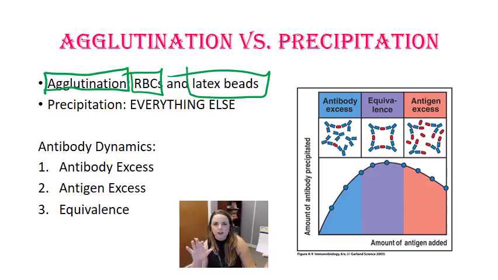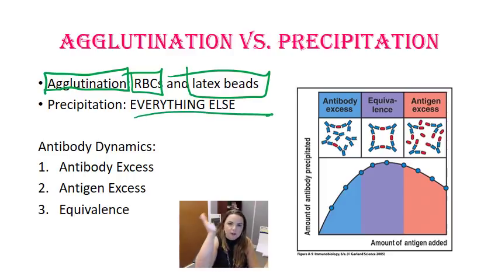If you're reading a Step 1 question stem that asks you about red blood cells and latex beads, and then asks you, did this agglutinate or precipitate? The answer is always agglutination. If you see red blood cells or latex beads, it's agglutination. If you do not see red blood cells or latex beads, that means it's everything else and it's precipitate. Everything else precipitates. Only red blood cells and latex beads agglutinate, okay?